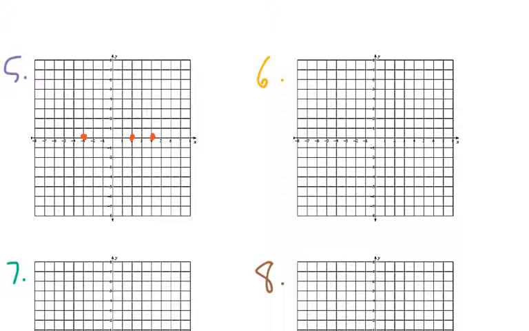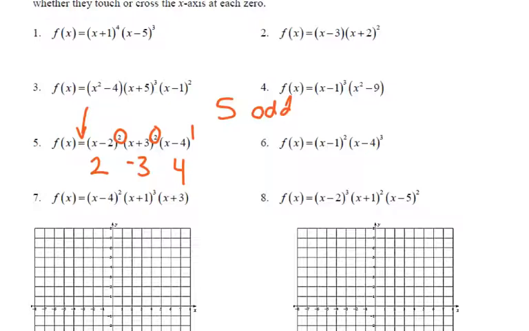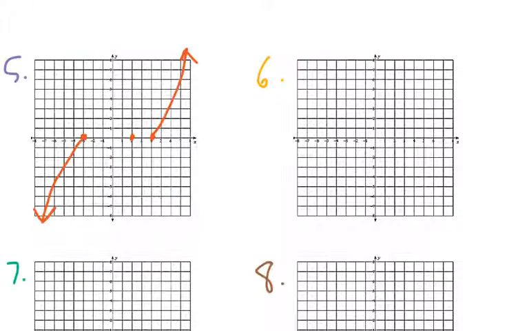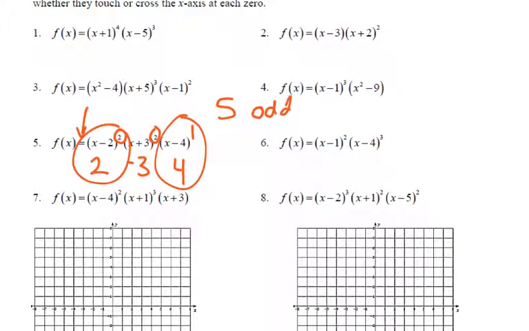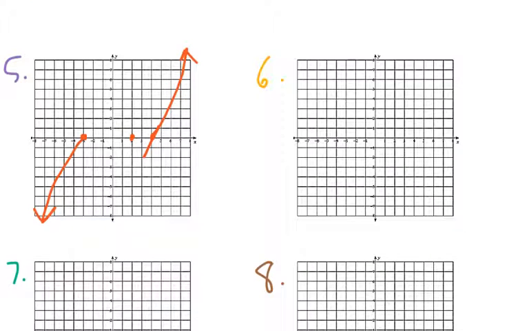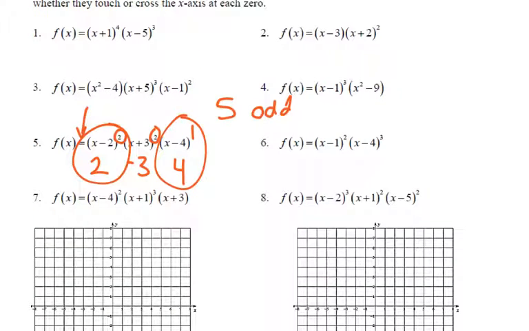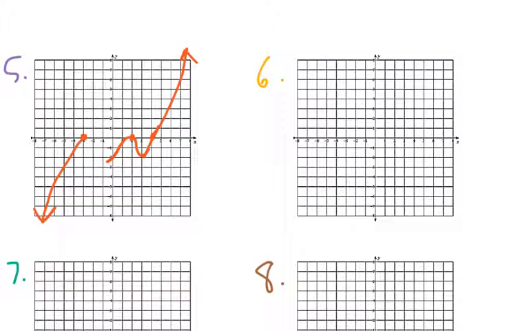So from negative 3, it's going down because that's my end behavior. From 4, it's going up. 4 has a degree of 1, so it cuts through pretty quick. At 2, we have a 2, so it's going to bounce. And at negative 3, we also have 2, so it'll bounce one more time, and it'll look something like that.